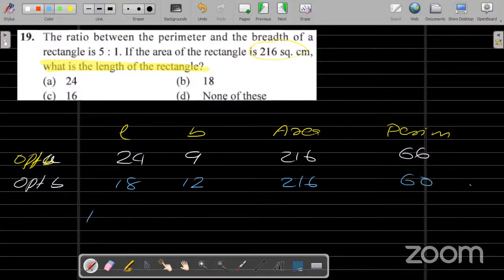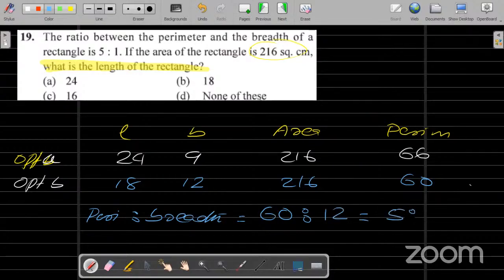Then what is the ratio of perimeter to breadth? Perimeter is 60 and the breadth is 12. 60 is to 12, which is 5:1. And that is the ratio given in the question. Perimeter to breadth is 5:1. So the answer will be option B, 18.